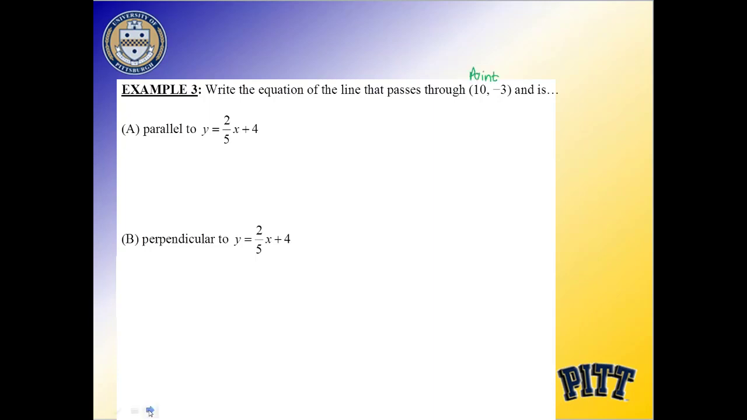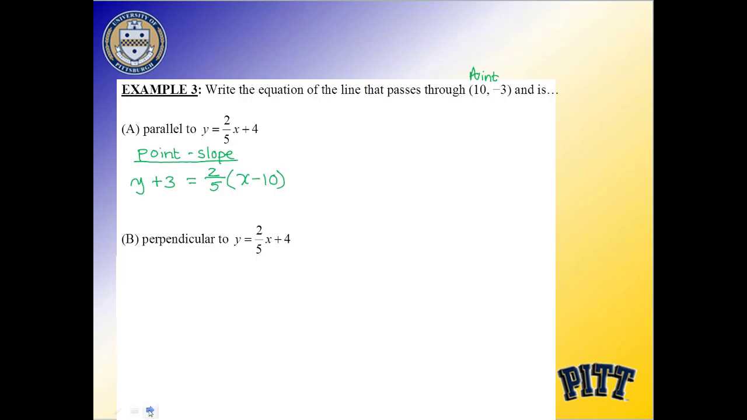Well, if it's going to be parallel, I have a point, the (10, -3), and I can put these in. And the slope of this new line has to be 2/5 as well because they're going to be parallel. So that's where I get the 2/5 from. So that would be the answer in point slope form. And since this question doesn't ask for it to be in a particular format, that's a good enough answer. I could be done right now.